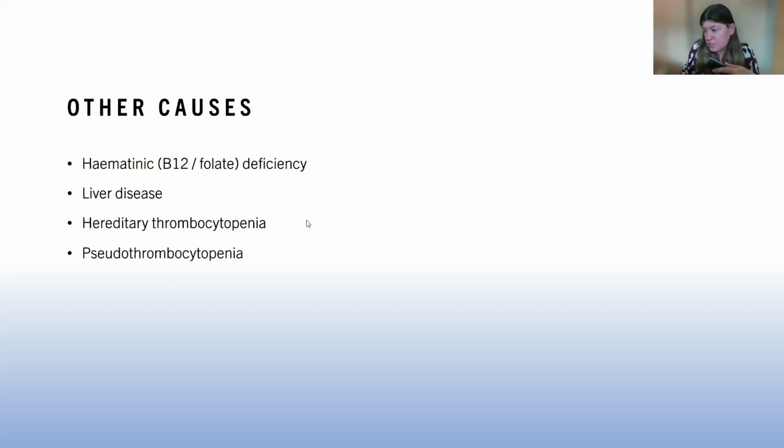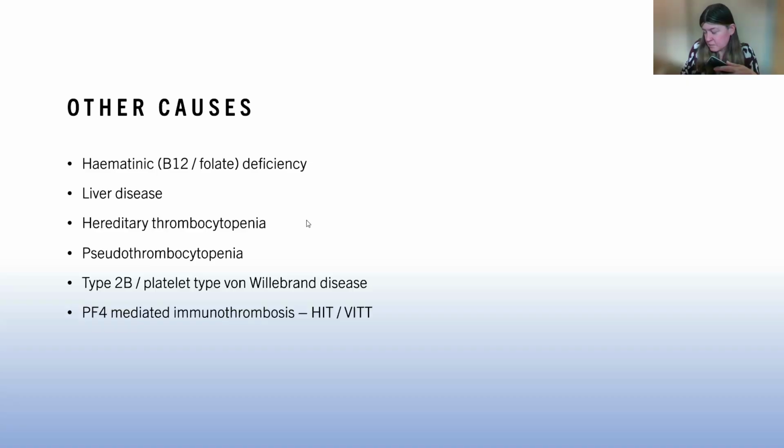So thinking of other causes of why you might get thrombocytopenia and red cell variation on a blood film, there are some commoner causes. I'm always very conscious of the need to exclude hematinic deficiency, including B12 and folate deficiency, as a cause, and liver disease. Sometimes inherited thrombocytopenia would give you part of this picture, although that wouldn't normally cause the red cell changes. And then sometimes pseudo thrombocytopenia, where you get platelet clumping, could give the platelet count changes, but usually not the red cell changes.